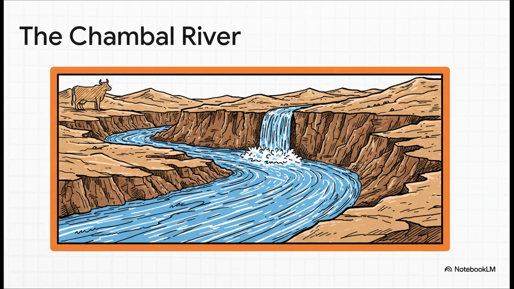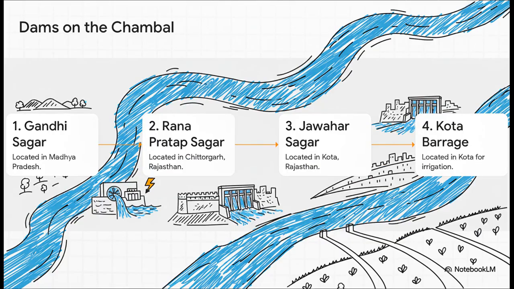It's famous for a couple of things. One is the intense gully erosion that creates these rugged, dramatic landscapes. And two, it's home to the state's highest waterfall, the beautiful Chulia Falls. The Chambal is also a total powerhouse for hydroelectricity and irrigation.